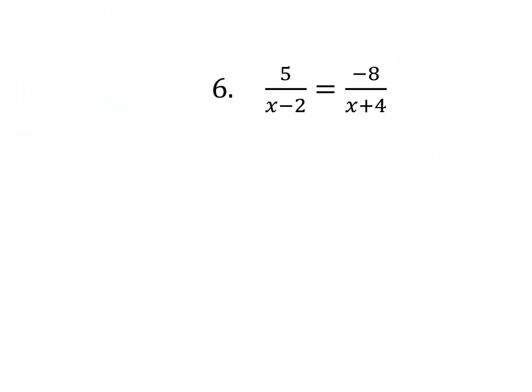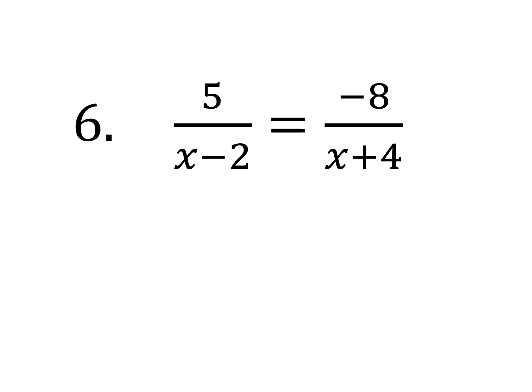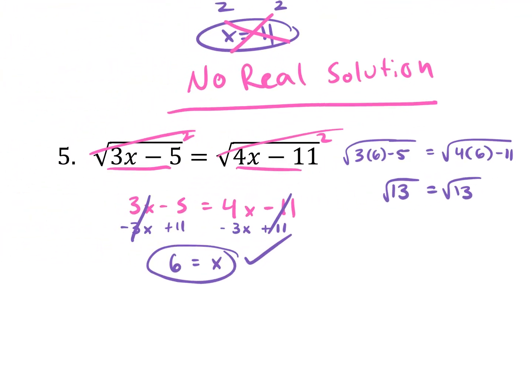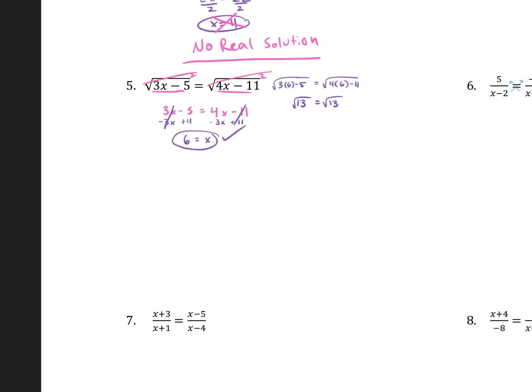So for a question like number 6, if you have a fraction equals a fraction, what would we do? Cross multiply. For a question like number 5, I did this in the video, but if you have a square root equals a square root, what would we do? Square both sides, and then they just cancel out. So you just set the insides equal to each other. Number 7, we would cross multiply too.